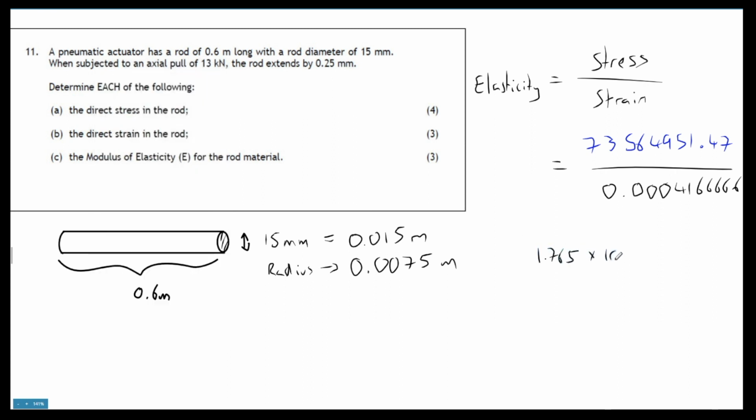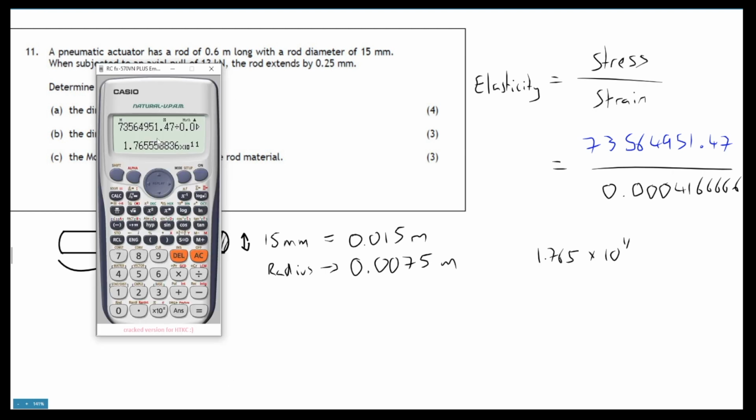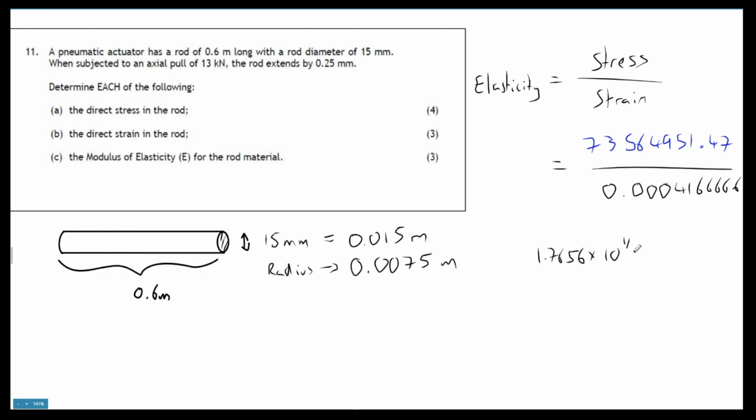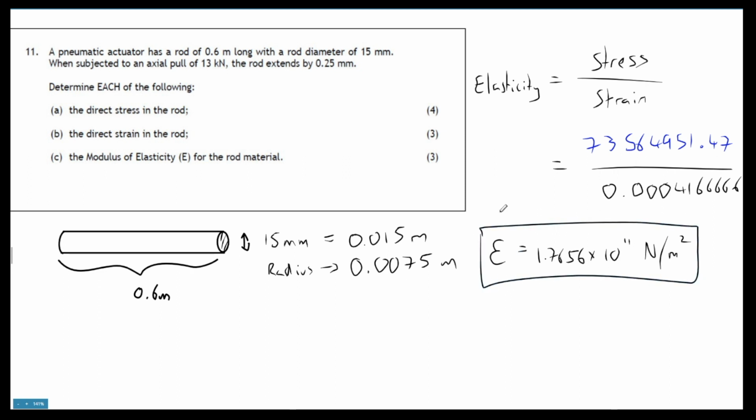1.765 times 10 to the 11. I would round it up, but I suppose I should to 6. That'll do. 11, and the elasticity is in the same units as the stress, as the strain doesn't have any. So this will be newtons per meter squared. This will be the elasticity. This is the modulus of elasticity. That's it. Done. Next one.